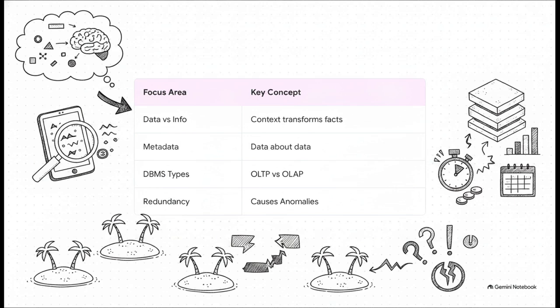Okay, let's review the absolute must-know concepts and definitions from today that are highly likely to appear in your tests. First, remember that context is what transforms raw data facts into meaningful information. Second, memorize that metadata is simply data about data. Third, be able to contrast an operational OLTP database used for fast daily transactions against an analytical OLAP database used for historical decision-making. And finally, understand that the islands of information found in old file systems caused data redundancy, which directly led to update, insertion, and deletion anomalies.